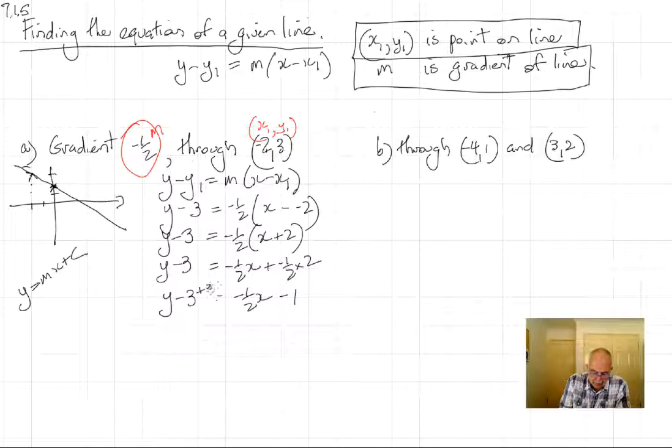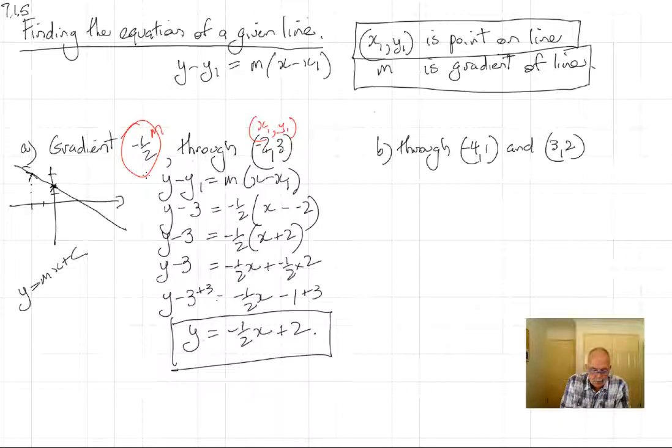And then when I add 3 to both sides, I get y equals -1/2 x minus 1 plus 3 is plus 2. So that is the equation of the line that passes through (-2, 3) and has a gradient of negative a half. Well, it certainly has a gradient of negative a half. So this is the equation of this line here.